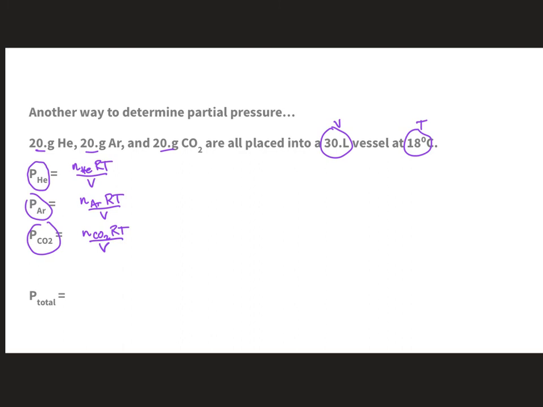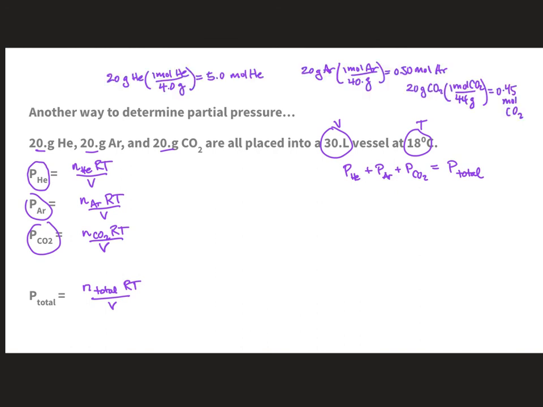On the other hand, if I want to find the total pressure, all I need to do is take moles total RT over V. Okay? It is also true that if you were to calculate pressure of helium and pressure of argon and pressure of CO2, they would equal the total pressure. And so there's a variety of ways you could approach this. So why don't you pause the video for a minute and play around with this and see what you can come up with.